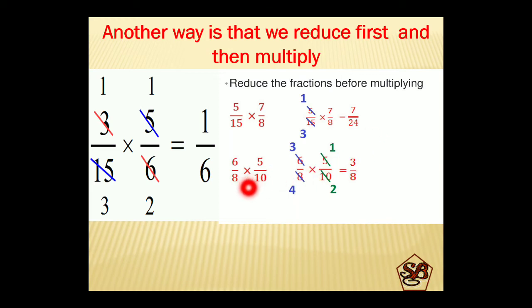The next example, 6 by 8 into 5 by 10. Cancelling, 2 threes are 6, 2 fours are 8. 5 ones are 5, 5 twos are 10. Now, no further cancellation is possible as we cannot cancel two denominators. We can always cancel one numerator and one denominator. So now we are left with 3 into 1 over 4 into 2. So the final answer is 3 by 8.